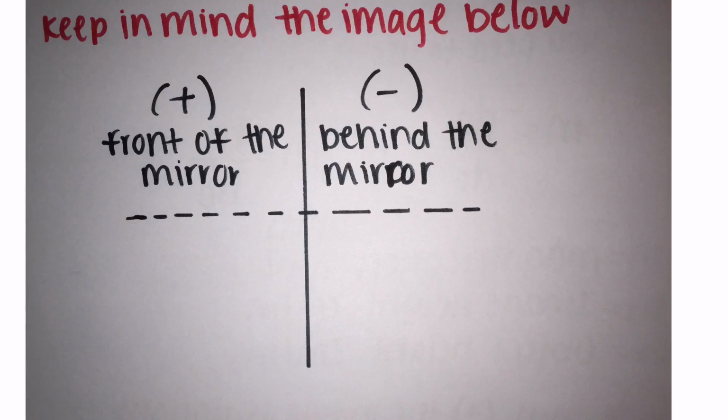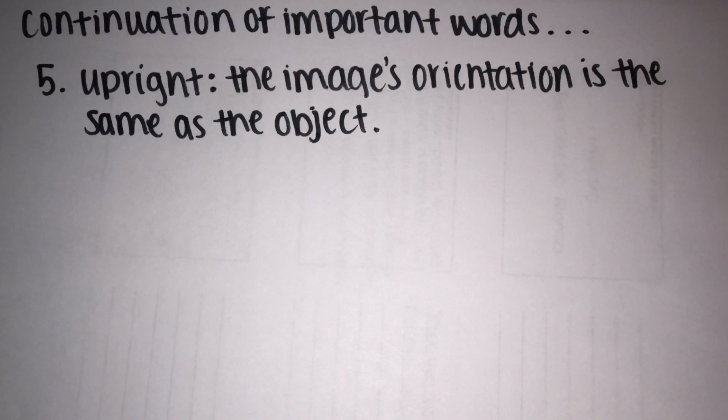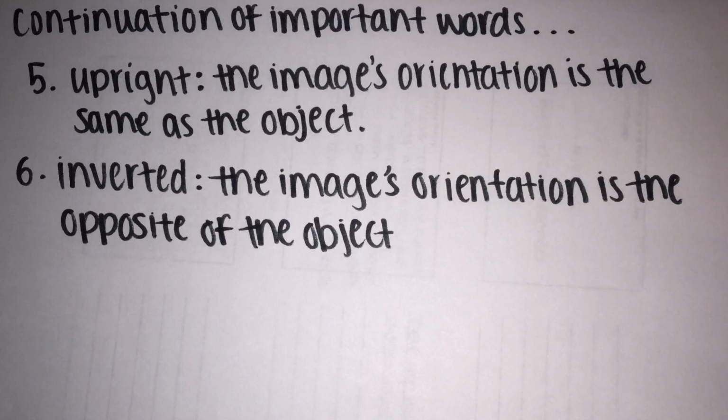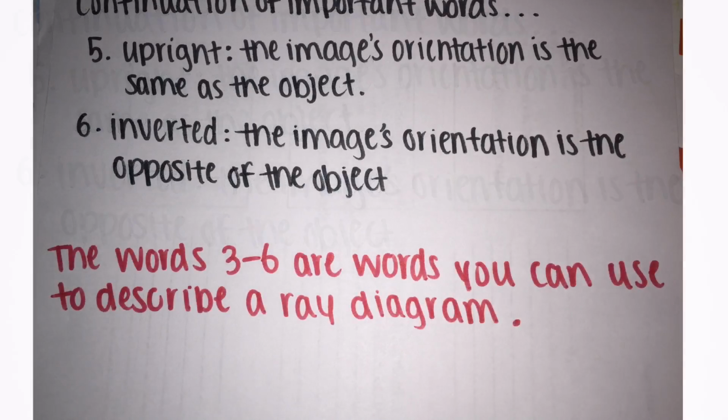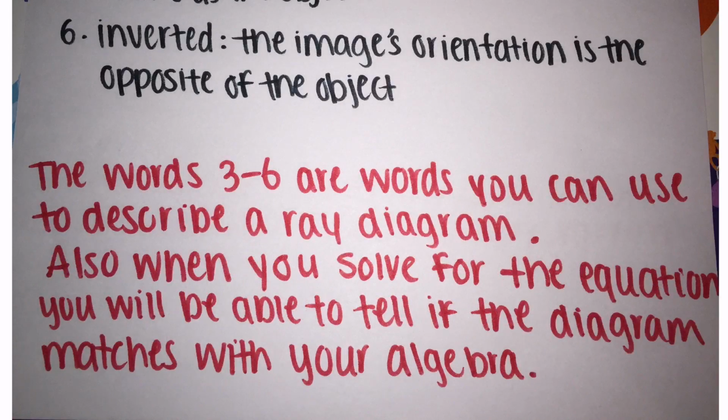Keep in mind the image below. Positive means the front of the mirror, negative is behind the mirror. Number 5, upright. The image's orientation is the same as the object. 6, inverted. The image's orientation is the opposite of the object. The words 3 through 6 are the words you can use to describe a ray diagram. Also, when you solve the equation, you will be able to tell if the diagram matches your algebra.